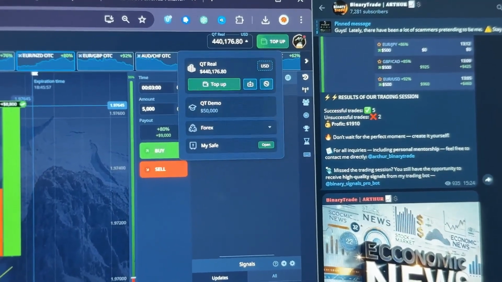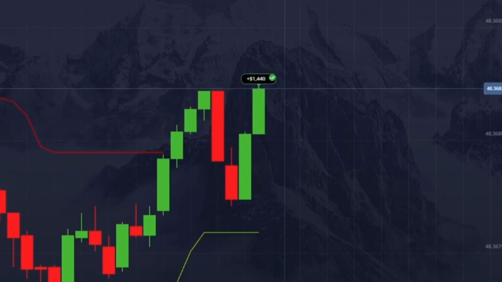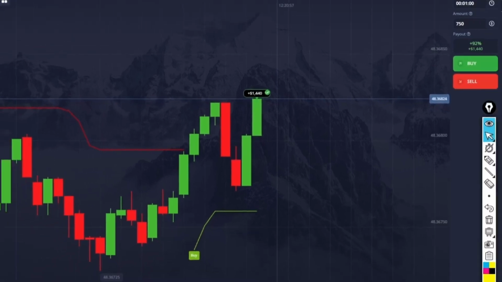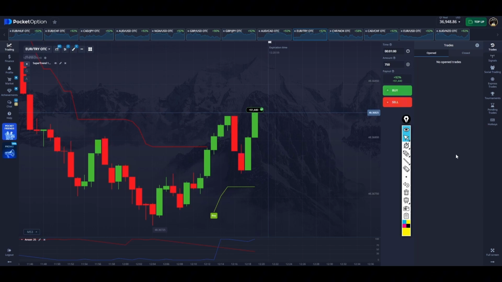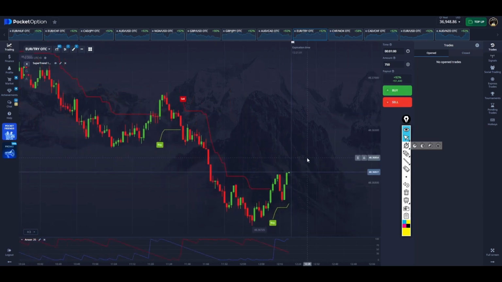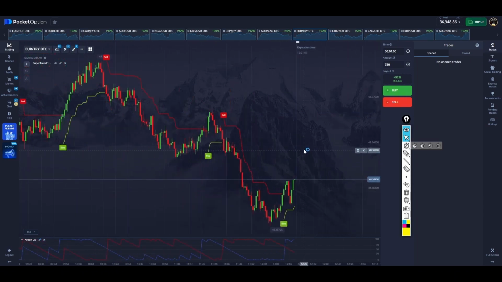Now, let's get back to the strategy. The trade closes in profit. Excellent. The situation was read correctly. Let's move on and look for the next setup.